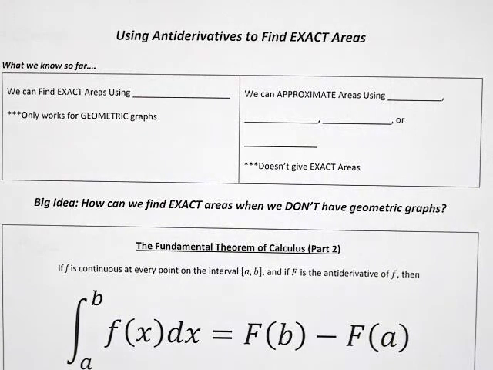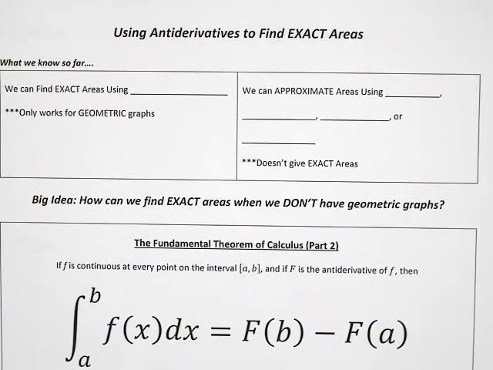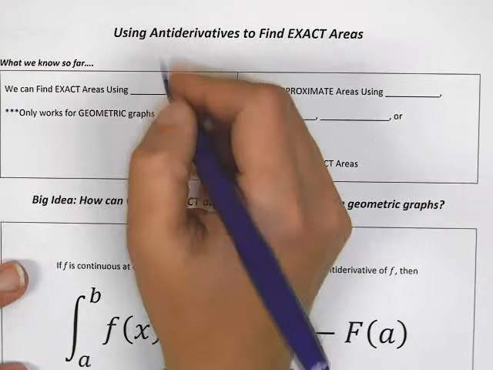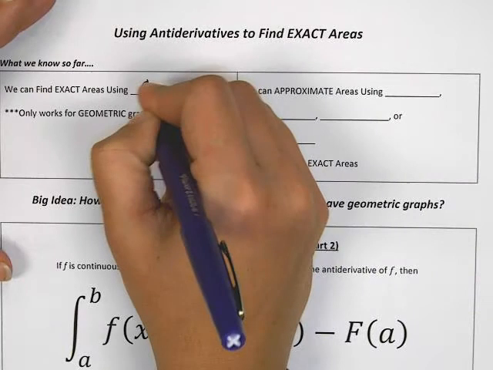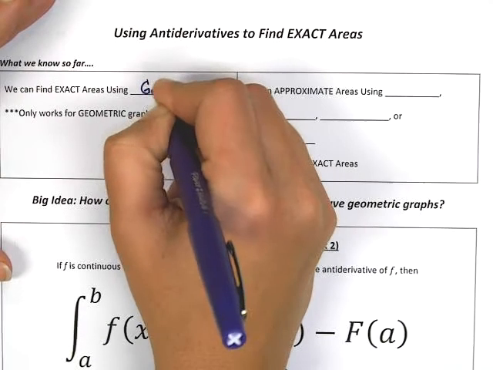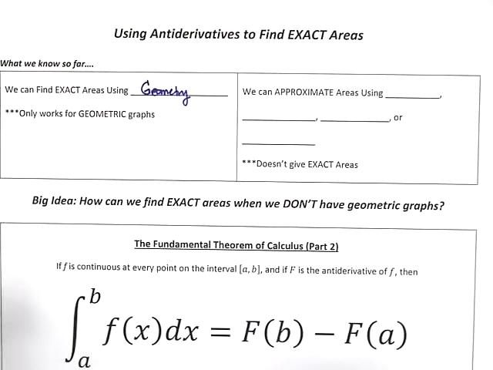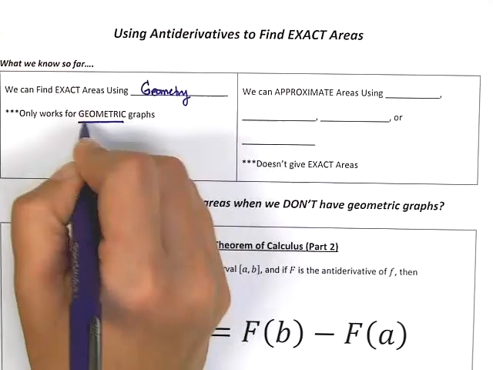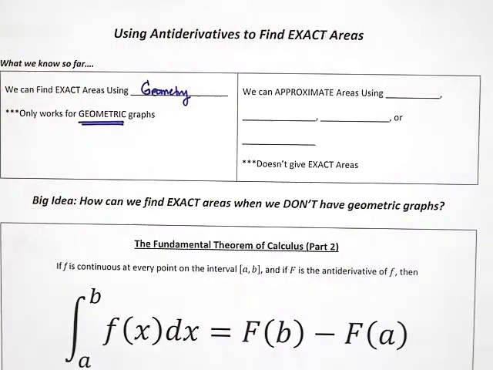Hi everybody! So now that we know how to find antiderivatives and we've practiced that a little bit, let's talk about how we can use them to find exact area. So here's what we know so far. We know that we can find exact areas using geometry. But this only works for geometric graphs, graphs that have nice semicircles or triangles or rectangles.